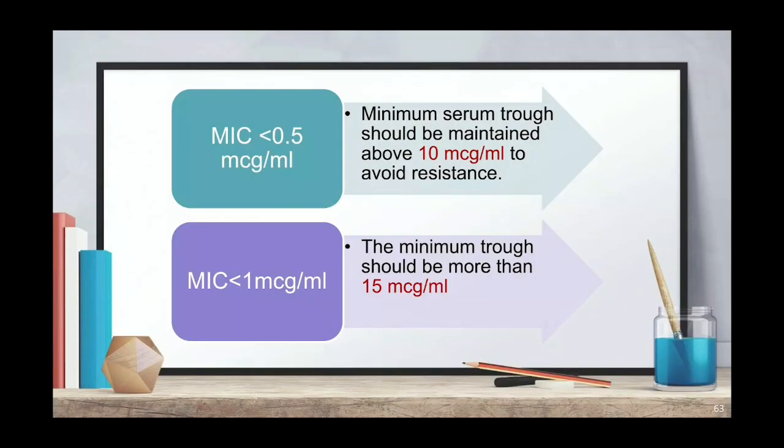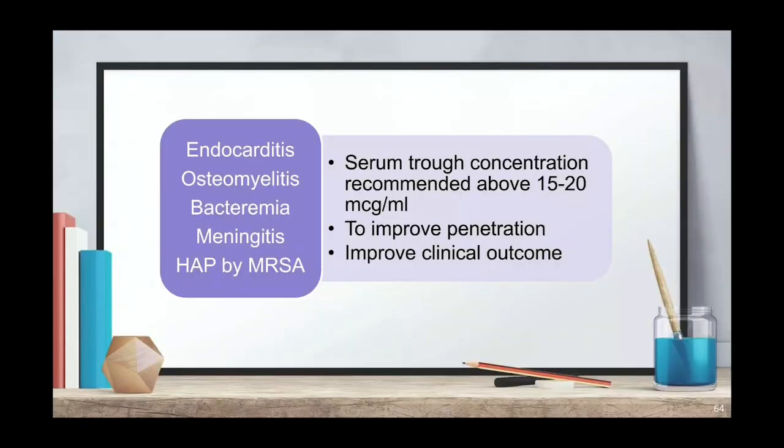Please note, if MIC is less than 0.5, we have to maintain the serum trough concentration above 10 microgram per ml to avoid resistance. If MIC is less than 1, we have to maintain the trough concentration greater than 15 microgram per ml. For serious infections, endocarditis, osteomyelitis, bacteremia, meningitis, and hospital-acquired infection caused by methicillin-resistant Staphylococcus aureus, the vancomycin serum trough concentration should be greater than 15 to 20 microgram per ml. Then only there might be penetration and improved clinical outcome.